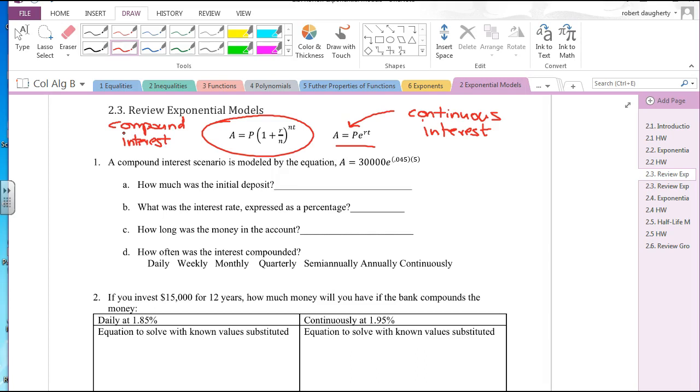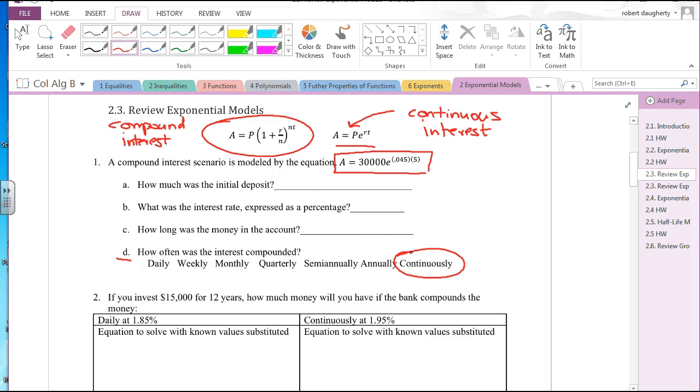A compound interest is modeled by this equation. So you should be able to look at that and automatically tell which formula it is using. That is continuous interest. So when I come down to this question D, how often is the interest compounded? That is continuously. Okay, so I know that one right off the bat.